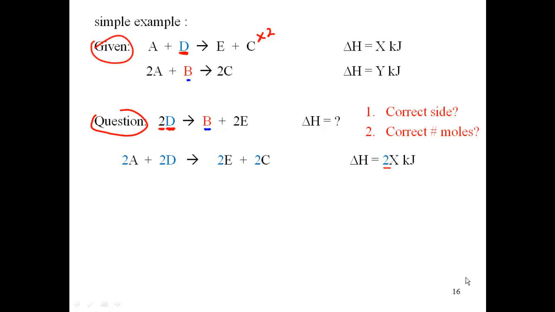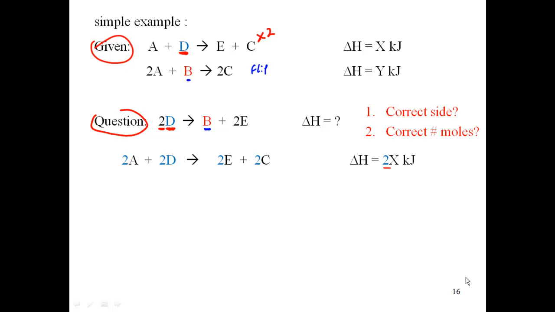So then I ask myself the two questions. Is it on the correct side? And the answer is no. It's on the reactant side in the given, and it's on the product side in the question. So what I'm going to have to do is flip it. When I flip it, I'm going to have to change the sign on Y. So we're going to end up flipping it, which means I'm going to change the sign on that Y.